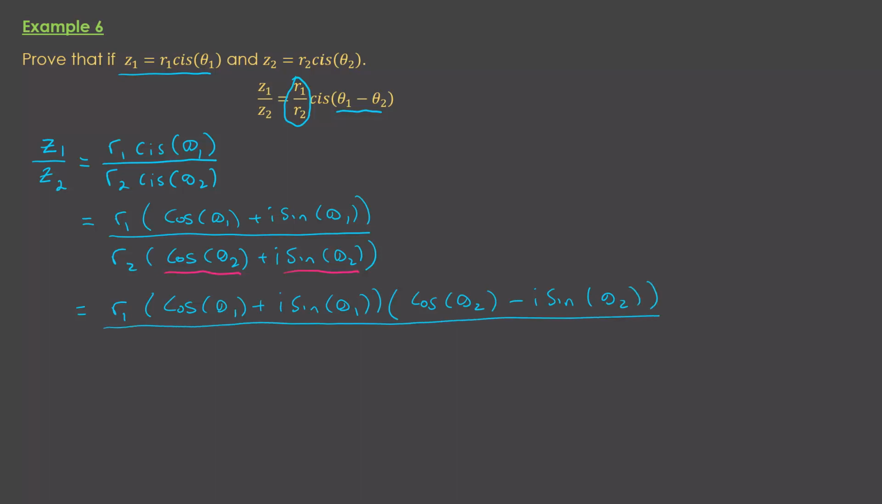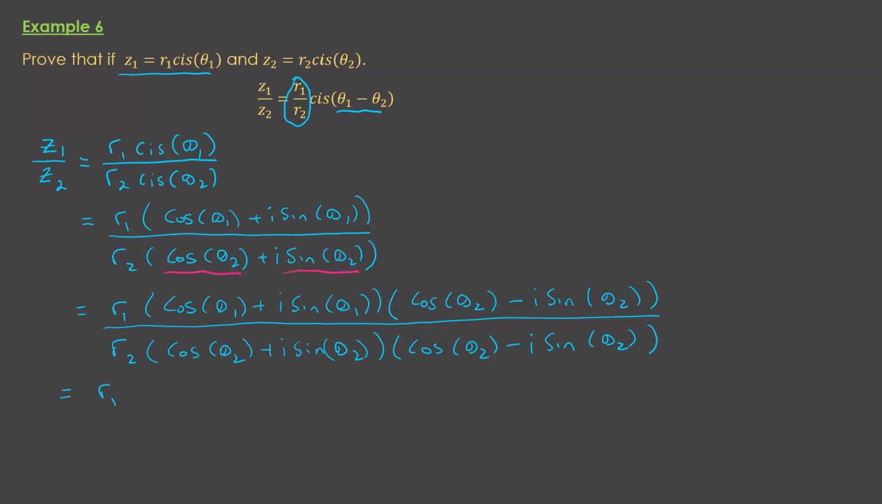And then on the bottom, I've got cos theta 2 plus i sine theta 2. And we're going to multiply that as well by cos theta 2 minus i sine theta 2.